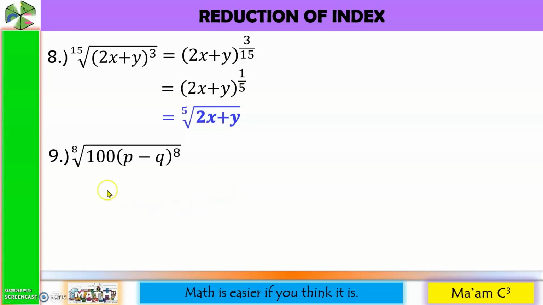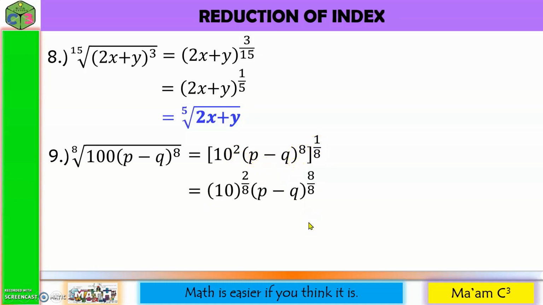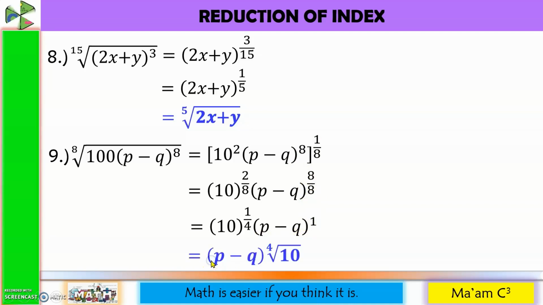Next one, number 9, 8th root of 100 times the quantity p minus q raised to the 8th power. So let's convert this into exponential form. I'll express 100 as 10 squared. Now let us multiply the exponents. So this will be 10 raised to 2 over 8, the quantity p minus q raised to 8 over 8. And 8 divided by 8 is 1. So I can factor out p minus q. I'll write it first. And then the fourth root of 10.